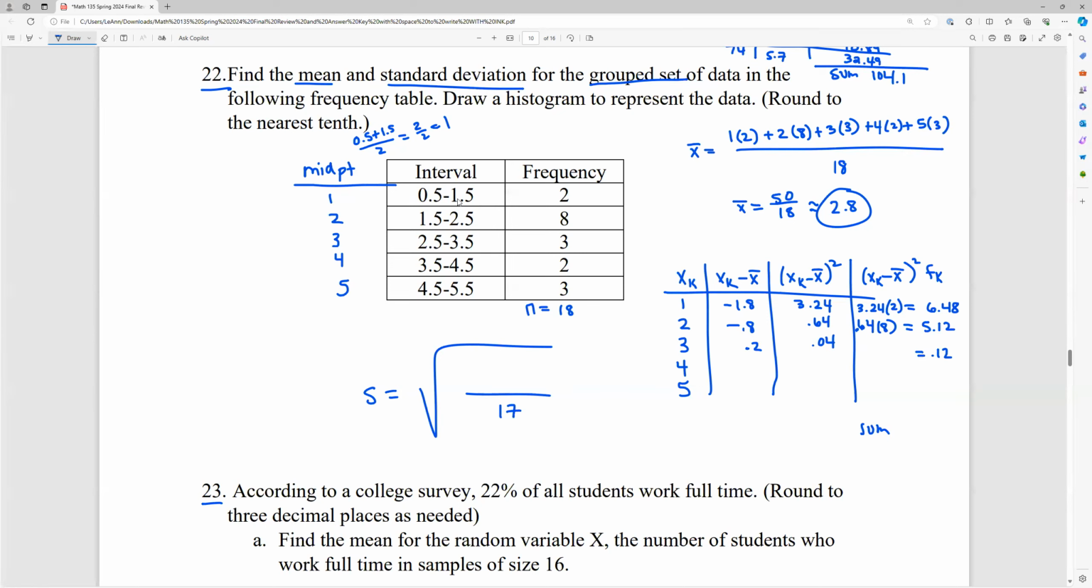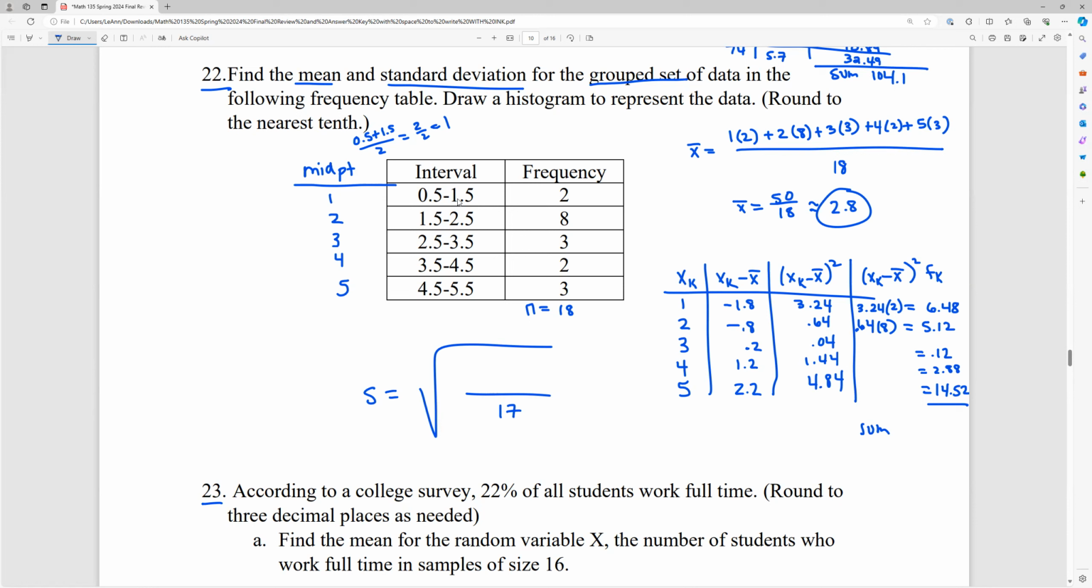Okay. And then 4 minus 2.8 is going to be 1.2. We square that. That's going to be 1.44. We times it by its frequency, which that group's frequency is 2. We get 2.88. Okay. Last one. 5 minus 2.8 is 2.2. We square that. We get 4.84. We times it by its frequency, which that row has a frequency of 3. So that's 14.52.